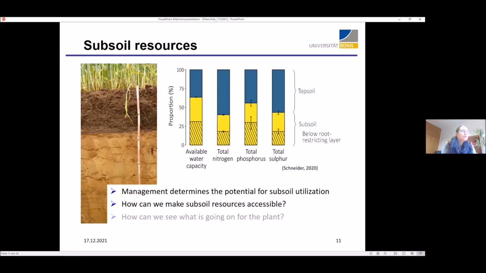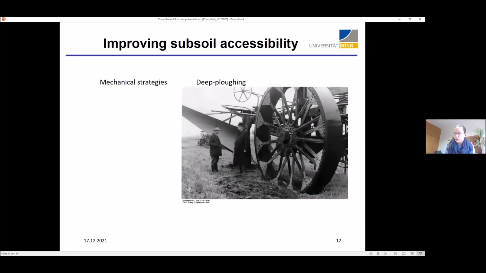If we want to somehow remove these root restricting layers, we basically have two options. One option that was very popular, especially around the middle of the last century, is deep plowing. So in the 1940s, 50s, 60s, this was done rather frequently in Germany. You see here in this picture, this gigantic moldboard plow, which would loosen the soil and turn it down to a depth of 1 meter, sometimes even. So we go far beyond the current plowing depth of around 30 centimeters.